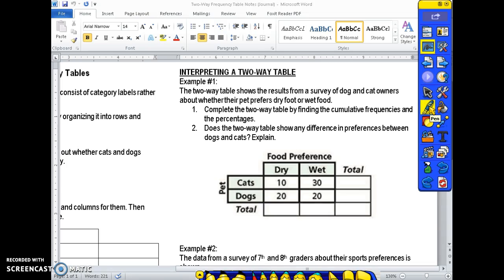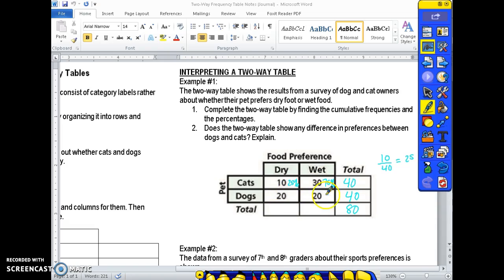So, I have 10 cats that like dry, 30 cats that like wet food. That's a total of 40 cats altogether. 20 dogs like dry food, 20 like wet dog food. That's 40 altogether. So 40 plus 40 is 80 total pets. 10 cats out of 40 cats prefer dry food. So 10 out of 40 is going to give us 25%. That means the 30 out of 40 will give us 75%.